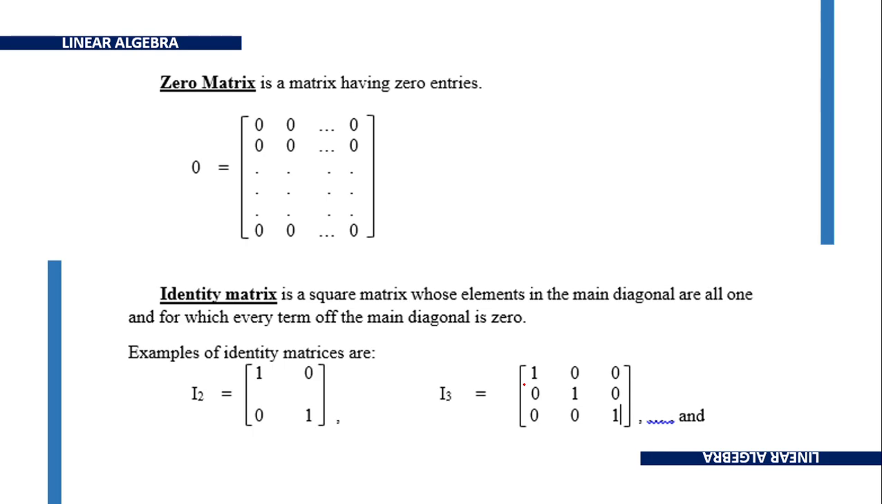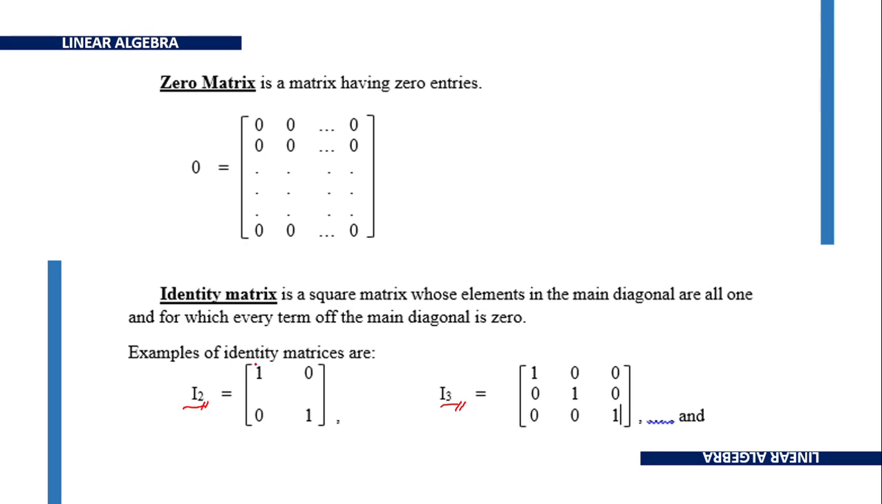Next, we have the identity matrix. So, identity matrix is a square matrix whose elements in the main diagonal are all 1 and for which every term off the main diagonal is 0. Okay? So, examples of identity matrices are, so we have I sub 2, okay? And also we have I sub 3.